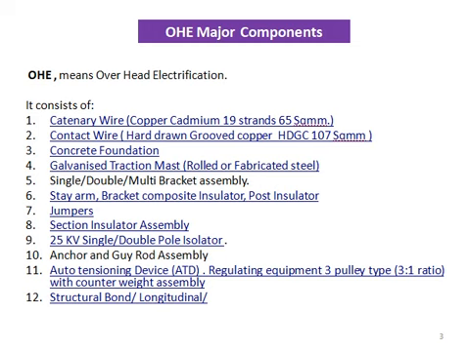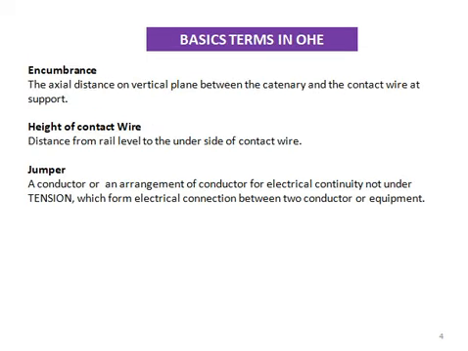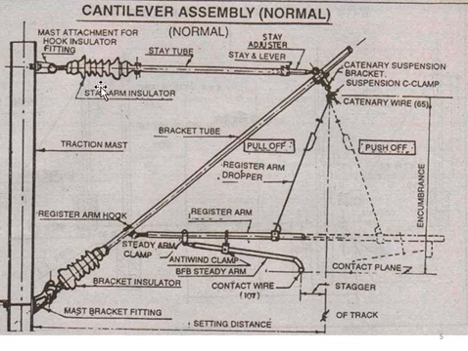Now in this video we will discuss the other specific terms used in OHE which you may require during understanding of the system. We'll start with encumbrance. What is this? If you see the drawing, it is the axial distance between catenary and contact wire in a vertical plane. In this section, this is the catenary wire center and this is the contact wire center. Encumbrance is already mentioned over here. This is the vertical distance.